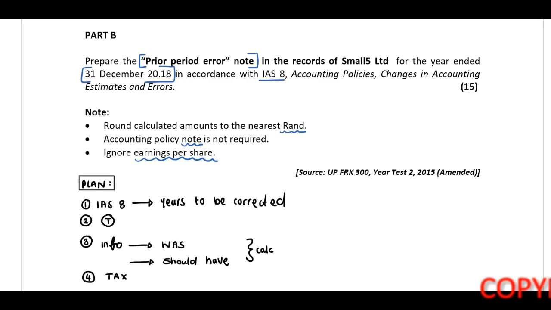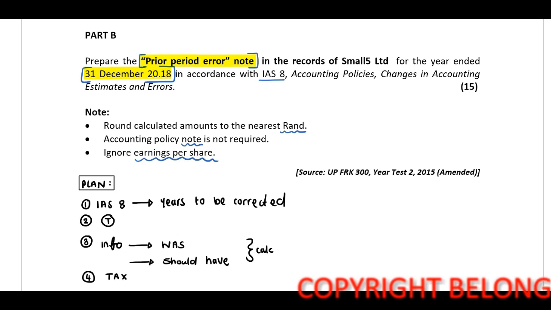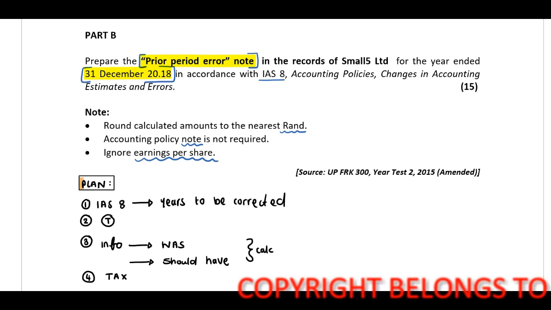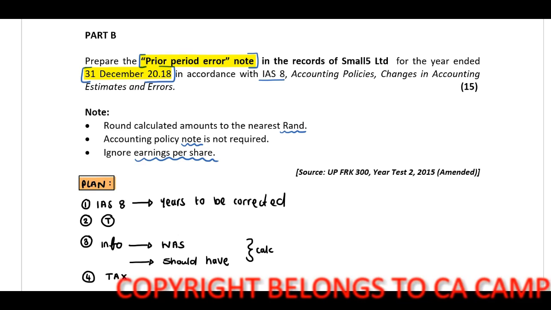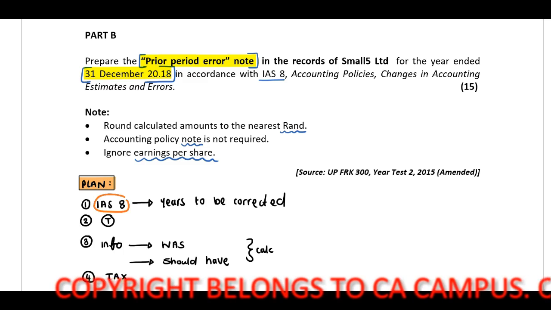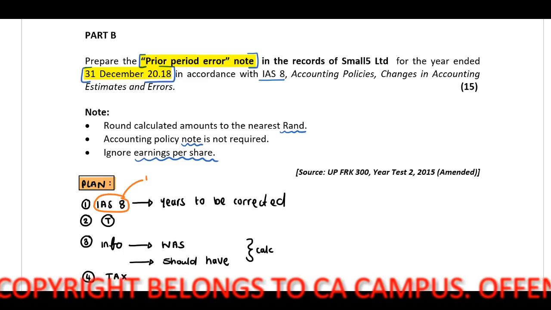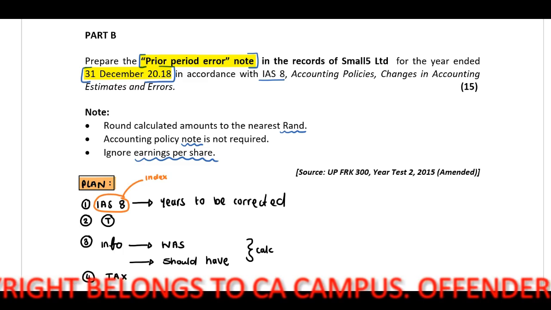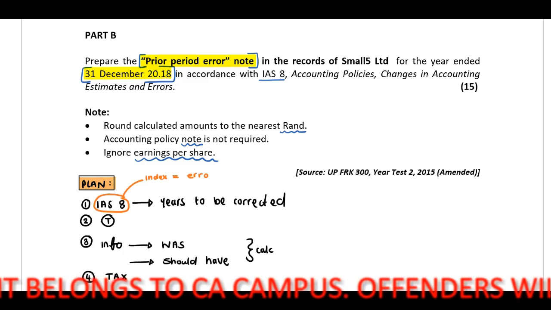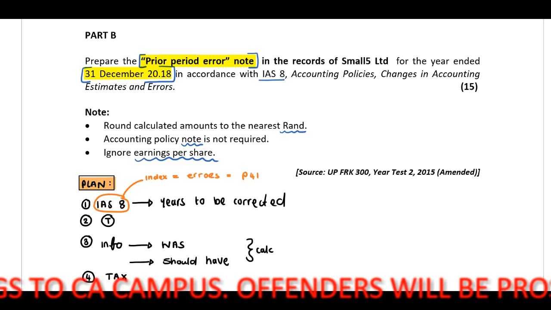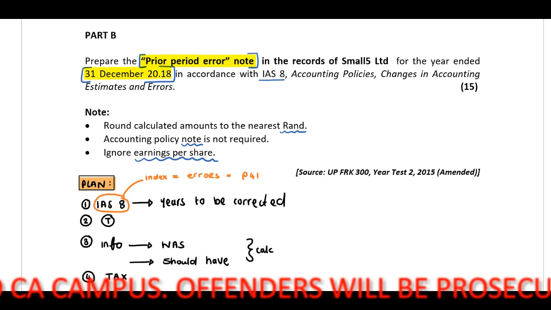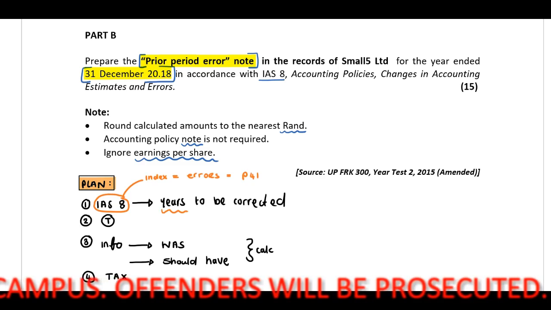In part B, we need to prepare the prior period error note for 31 December 20.18. As always, plan of action. My first step, guys, let's say for example, we're unsure, we do not know what to do. I will immediately open my IS8 index. On my index or contents page, I will identify the paragraphs that relate to errors and I will open this. Now this will be paragraph 41. Based on that, I will identify the years that I need to correct.